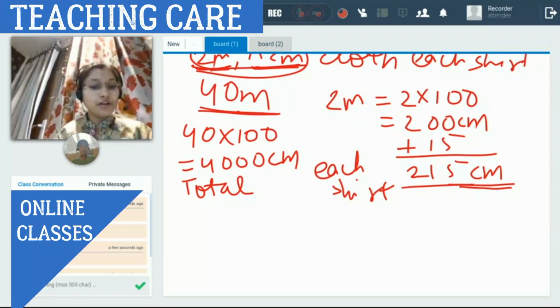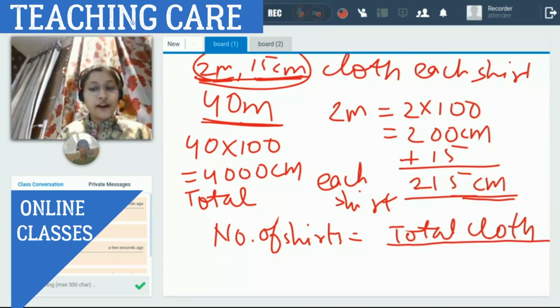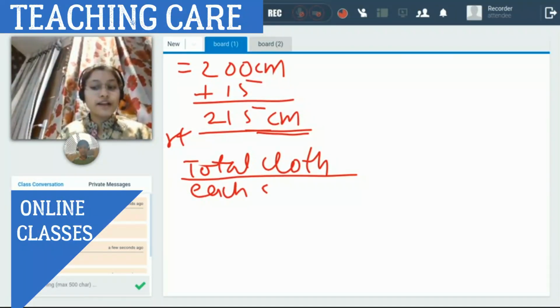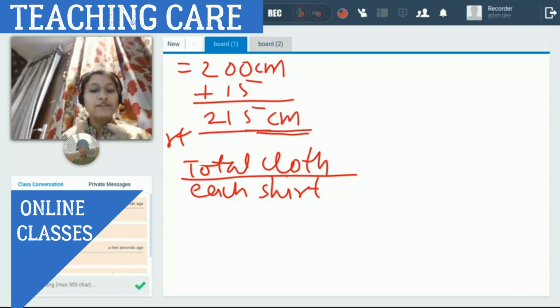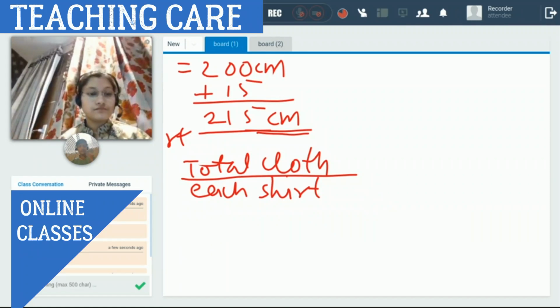Now to calculate the number of shirts, what I'll do: total cloth I am having divided by cloth required by each shirt. I will divide both of them to get the number of shirts. Why? Because 4,000 is bigger, telling you the total number of each shirt. So I have to divide to know how the total is.